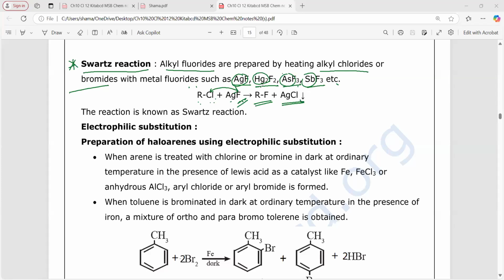Only the thing is, you need not use any sort of solvent. Earlier you used the solvent acetone, right? Yes, ma'am. A solvent need not be used in this case. And this name reaction is called the Swarts reaction. Please note down.